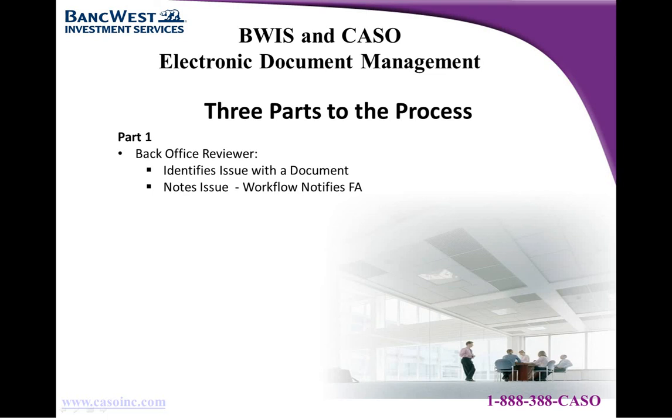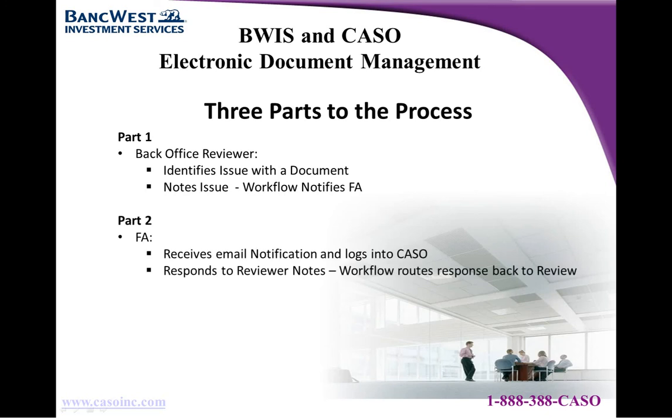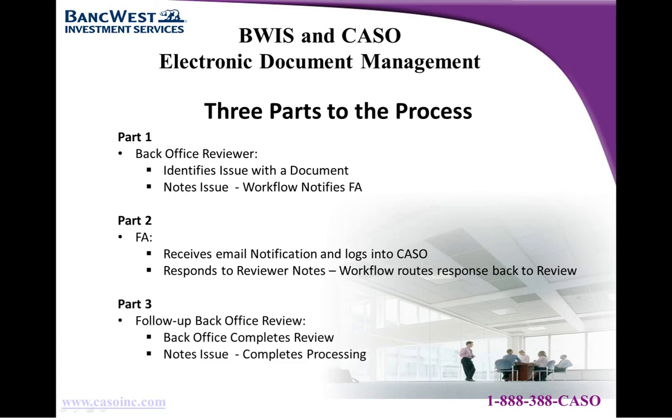The back office reviewer identifies the issue with a document and notes the issue. Workflow notifies the FA. In part 2, the FA receives the email notification and logs into CAISO, responds to the reviewer notes, and workflow routes the response back to review. In part 3, the back office follows up. Back office completes the review and notes the issue and completes processing.